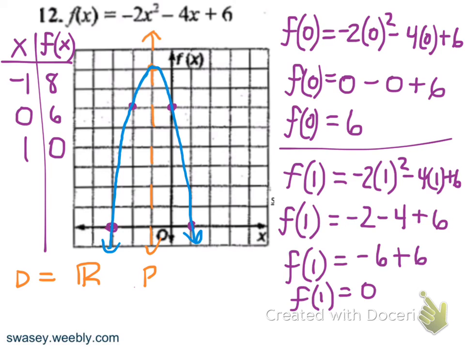Now the range, that's the y values. You'll see that this one has a maximum point at the vertex, negative 1, 8. So the highest y value is 8. So everything else is less than or equal to 8. So our range here is all the y values less than or equal to 8. Hopefully that all makes sense.